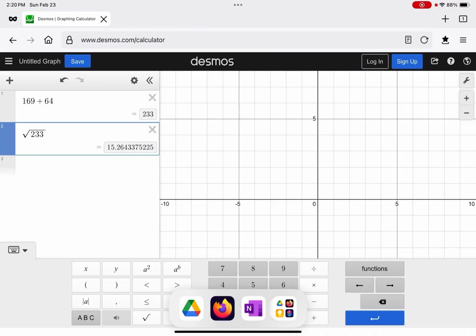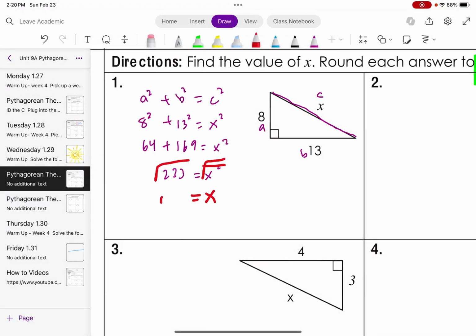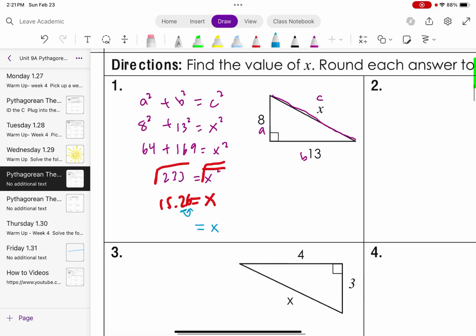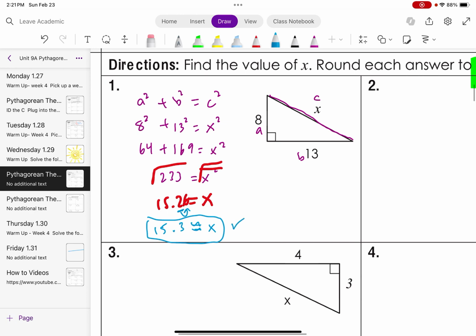And if we round to the nearest tenth, we look at the tenths spot and look right behind it. The 6 happens to be bigger than 5, so that makes it 0.3 in this case, okay? So there you go, approximately 15.3. That's the final value of this part, okay? So that's it for number 1.